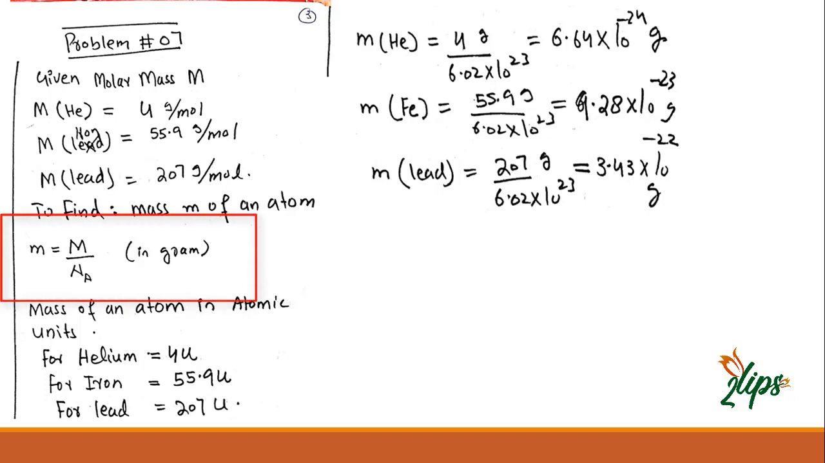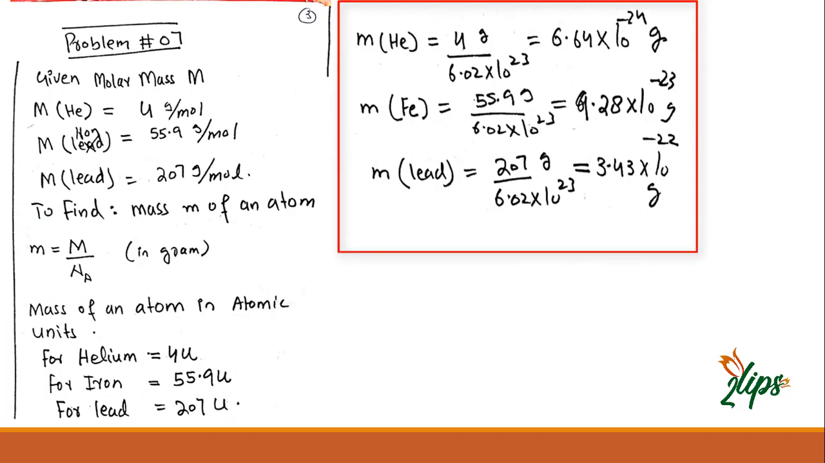Since all the atoms are identical, I can write this expression that the mass of one single atom is equal to the molar mass of that material divided by Avogadro number. So this will give me the mass of a single atom in gram. So using this expression I can find these values. So for helium it will be 4 gram divided by 6.02 into 10 raised to power 23. So I will get this answer.